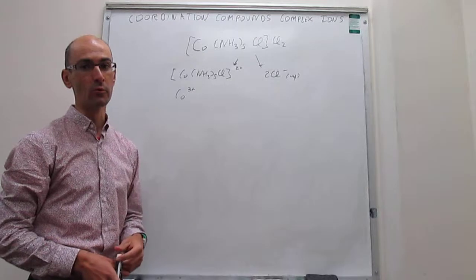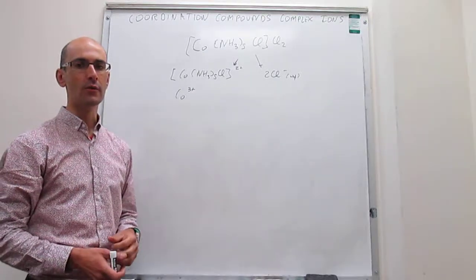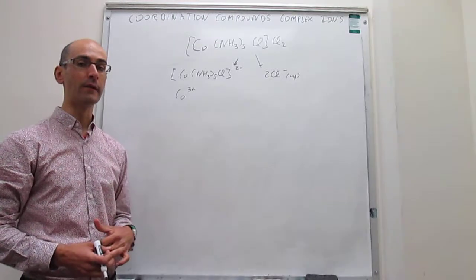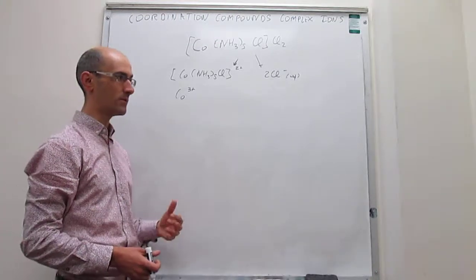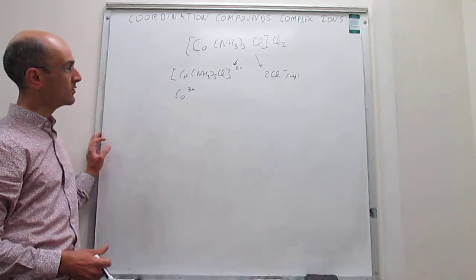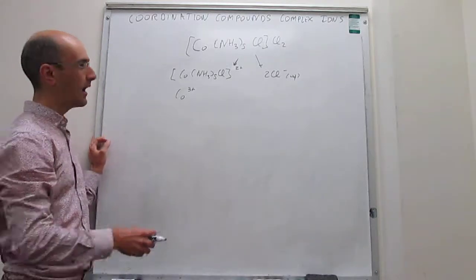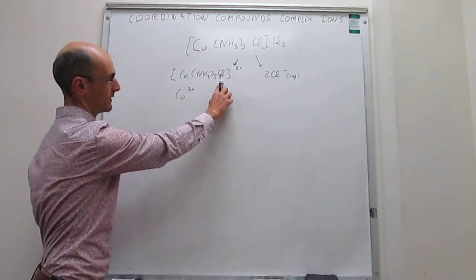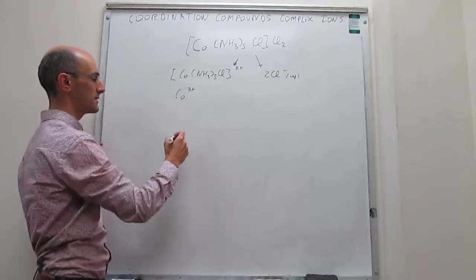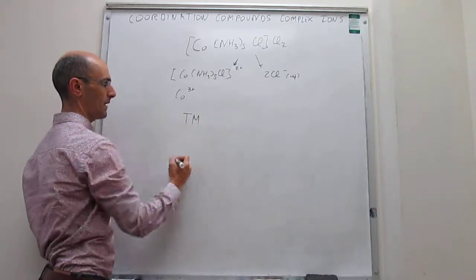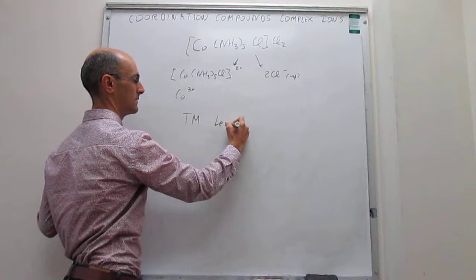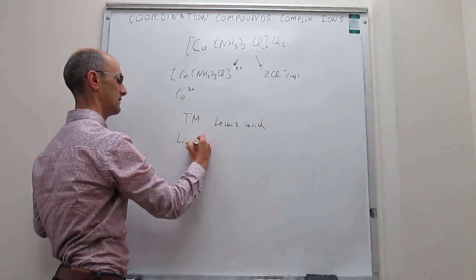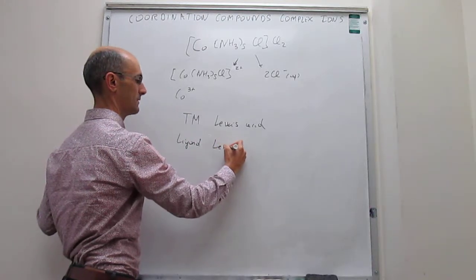In the next video, we'll learn how to name those complexes. They have a slightly different nomenclature depending on whether they are cations or anions. For now, we're just going to be more interested in trying to figure out how the bonding is between this transition metal and the ligands. It's often the case that the transition metal behaves as a Lewis acid, and then the ligand behaves as a Lewis base.